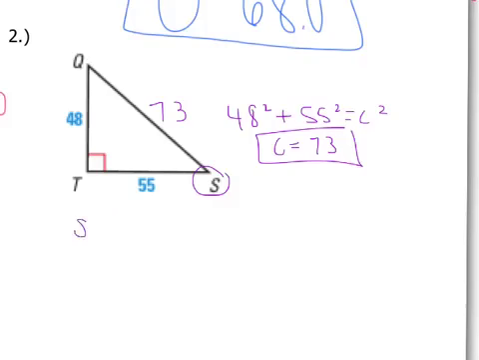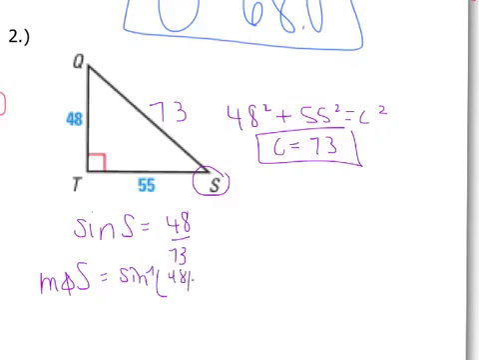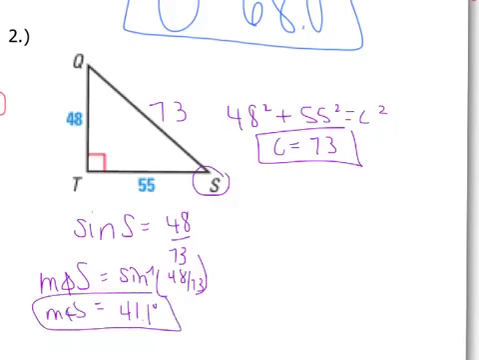So you just pick, let's say I pick sine of angle S. That's the opposite over the hypotenuse. And then the measure of that angle you'll get by taking the inverse sine. That should come out to be 41.1. And then once you have that, you can subtract 41.1 and 90 from 180 to get the measure of angle Q.